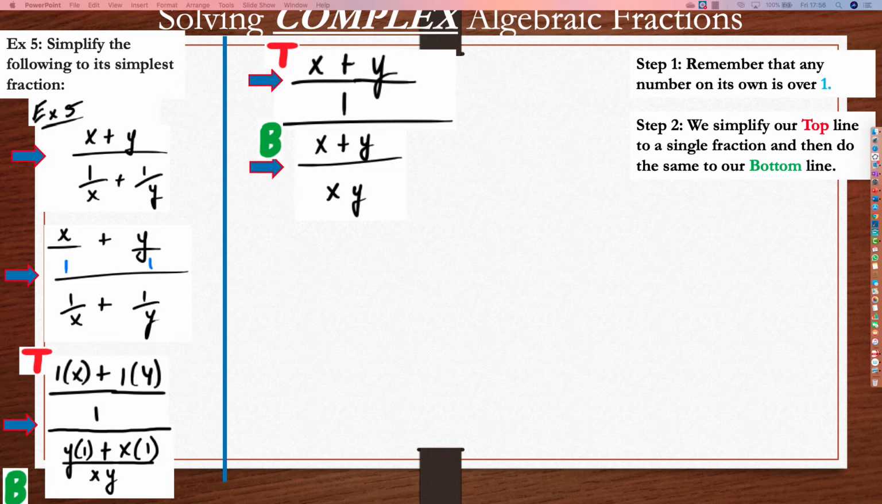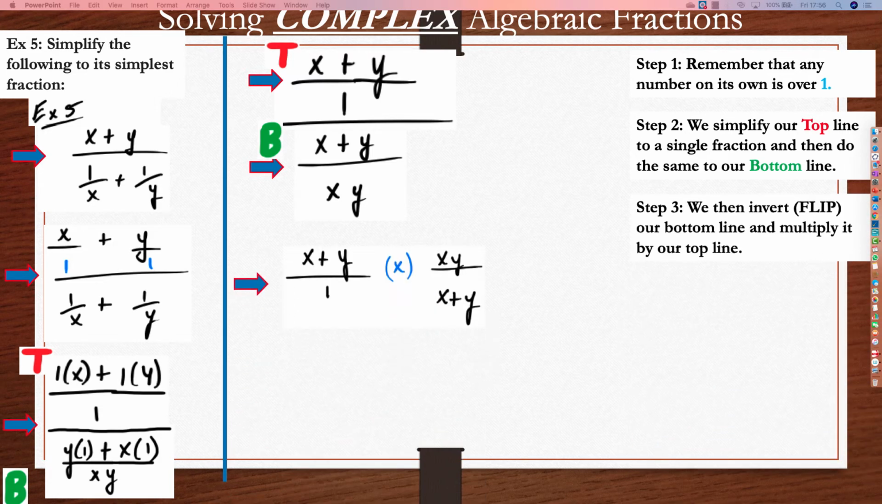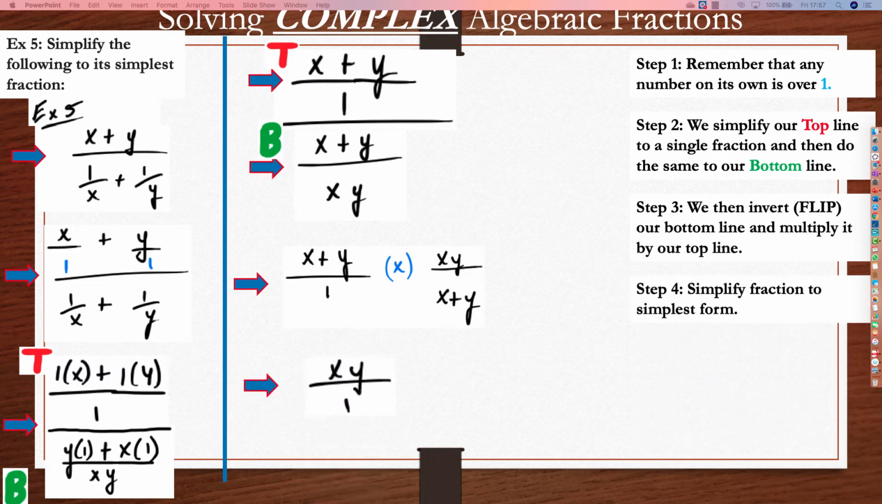Can you go top by top, bottom by bottom? At the moment, no. So just take this one out, flip it around, and then we multiply. Instead of x plus y over xy, it's going to be exactly xy over x plus y. And then what's going to happen? We have x plus y on the top, x plus y on the bottom. It's like having 5 on the top and 5 on the bottom. They're going to knock each other out. And your final answer is simply going to be xy over 1.